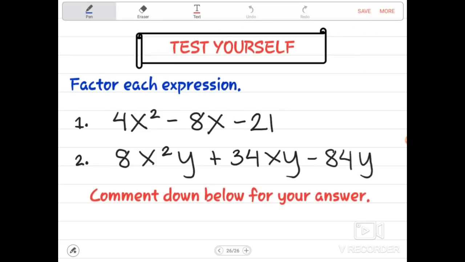Yourself, para makita natin kung natuto ba sa video na to, no? Factor each expression. Number 1, 4x squared minus 8x minus 21. Number 2, 8x squared y plus 34xy minus 84y. Comment down below for your answer para makita ko kung natuto kayo sa video ko, no? Okay, wag mahiya. Don't be shy.